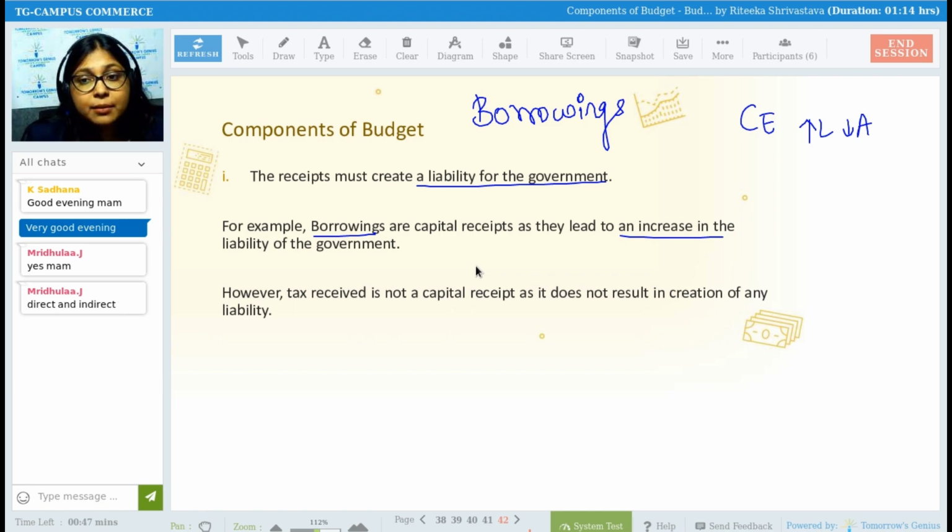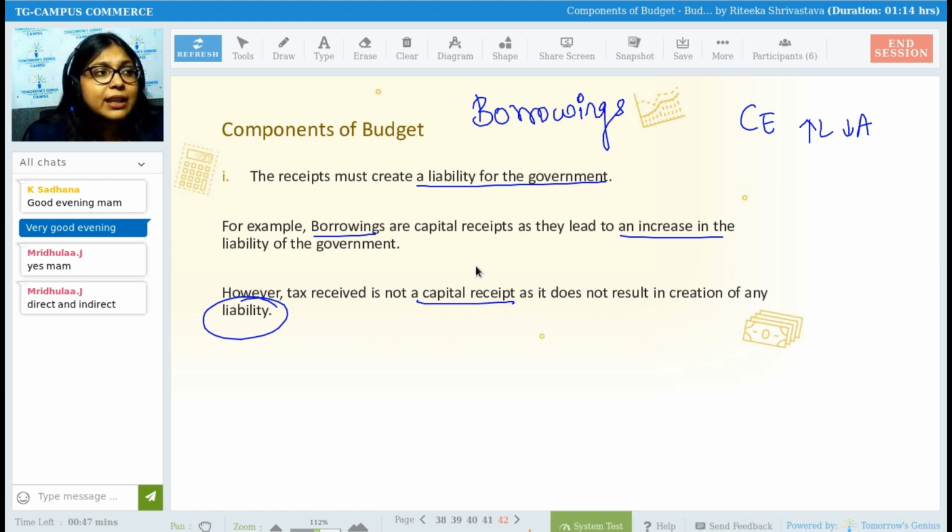So even though the money is coming, income is coming, it is going to be a liability for the government because in future, the government will have to repay this money with interest. Tax received is not a capital receipt as it does not result in creation of any liability. So when we talked about revenue receipts, be it tax receipts or non-tax receipts, they are never going to create any kind of liability on the government.